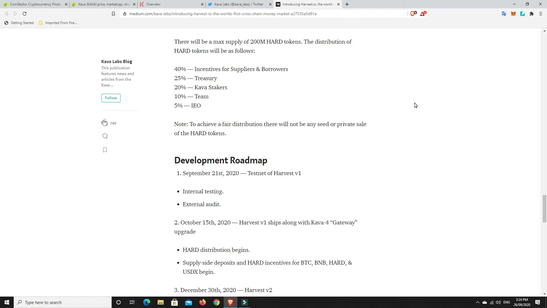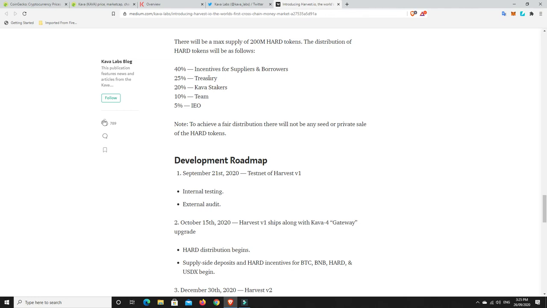Don't get me wrong, 200 million is a lot, but still, there's a fixed supply. There's not going to be more. The distribution of HARD tokens will be as follows, and we went through it before. So there's 40% incentives for suppliers and borrowers. That's me, you, and anyone else that gets involved. So 40% of it is going to go towards us, and I'm sure that is over a time span. It's not like they just throw all 40% to everyone instantly.